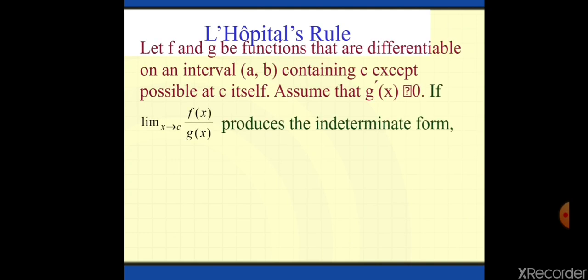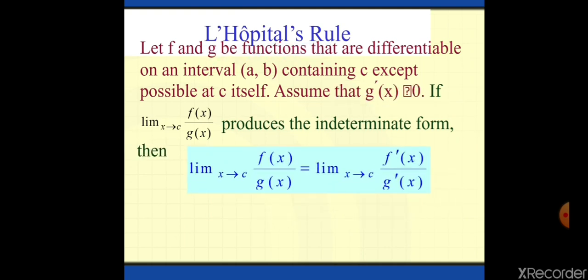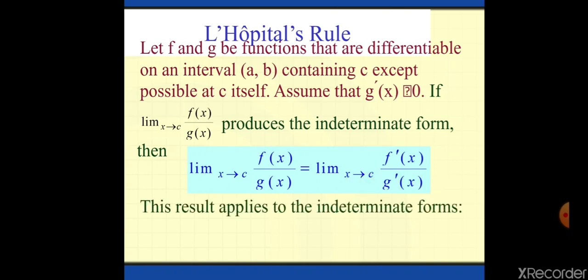We can find the limit of a function f of x over g of x using a new concept, as we can find the derivative above and the derivative below. So the limit of f of x over g of x when x approaches c equals the limit of f prime of x over g prime of x when x approaches c. And then you can use direct substitution to find the final result of your problem.